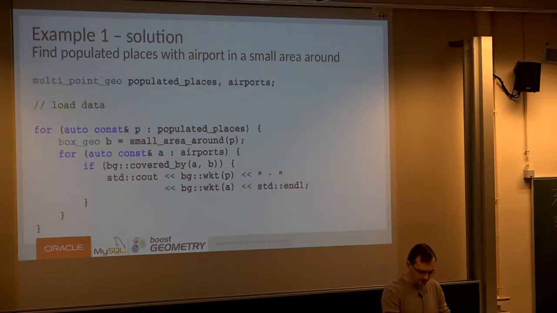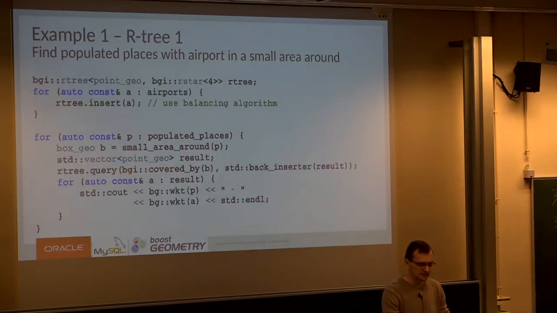So here is, let's say, a naive example, which has quadratic complexity. What I'm doing is iterating over all the places, then over all of the airports, and checking if an airport is covered by a box, this small box I created. And then I'm printing a result. I'll show the timings later for the other algorithm, but as you may expect, with quadratic complexity we can do better.